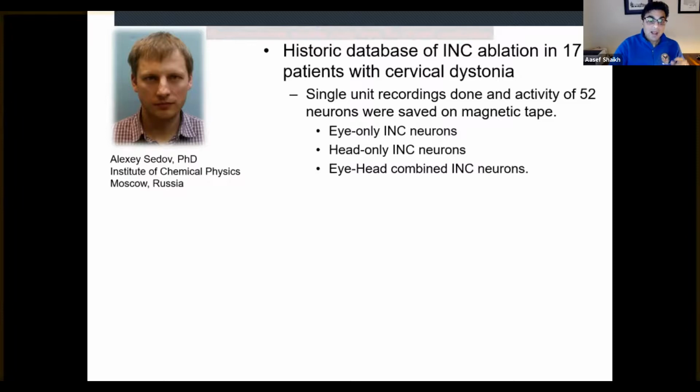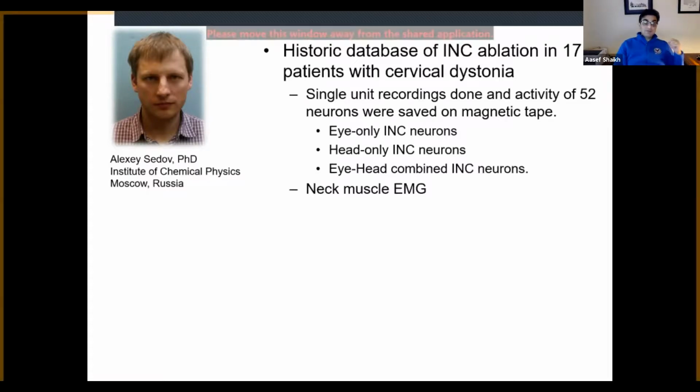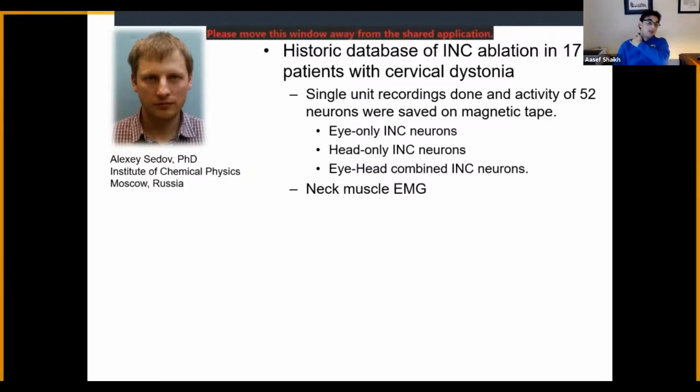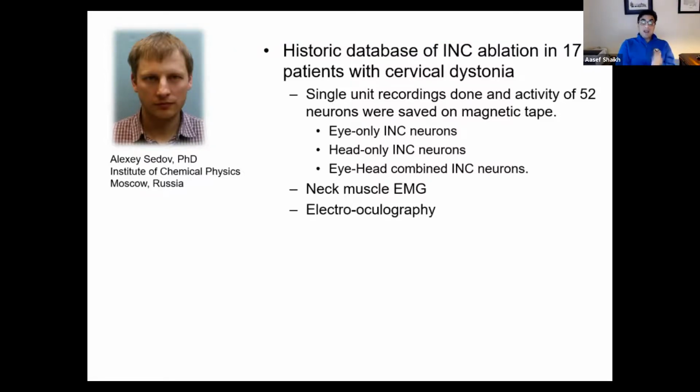Not only that, we also had neck muscle EMG. As we were recording the single unit activity, he also had the recording from the neck muscles in the form of EMG. And of course, the dream of an oculomotorist, he also had the oculography, which was recorded from the patient's eye movement. So we had an objective measure of eye movement, an objective measure of neck movement, and the corresponding activity patterns of single units, which was all saved on the tape.